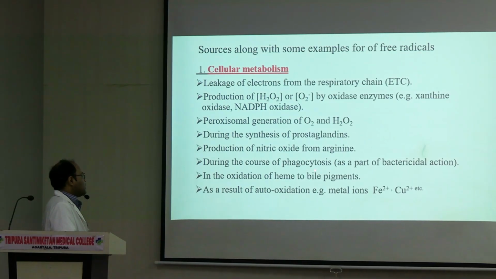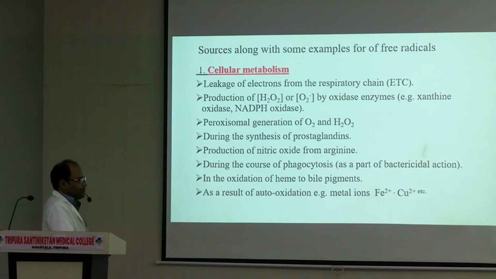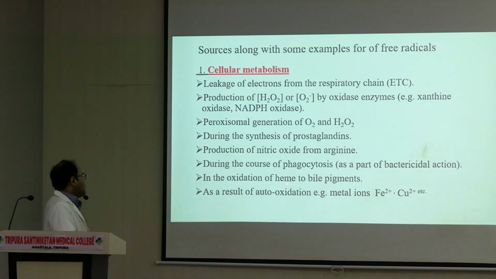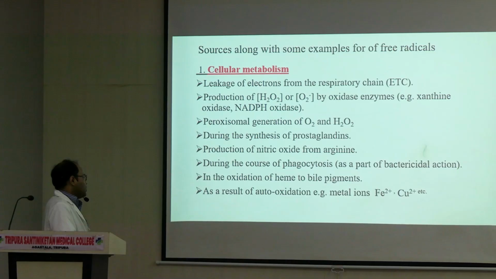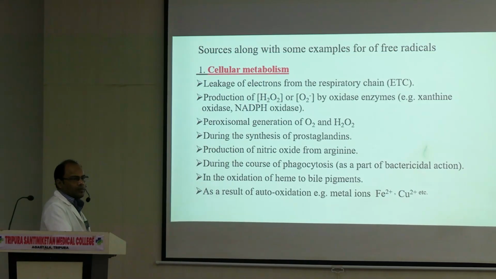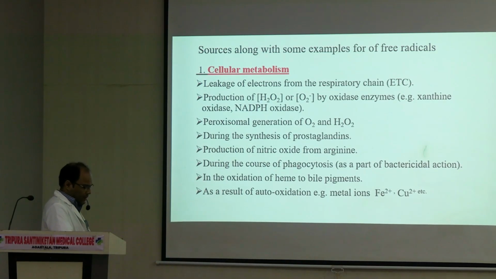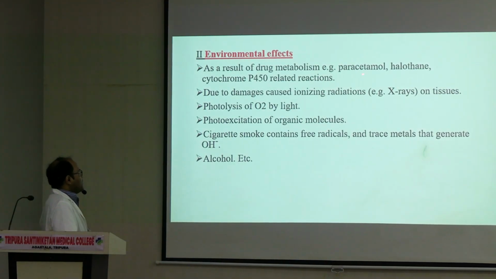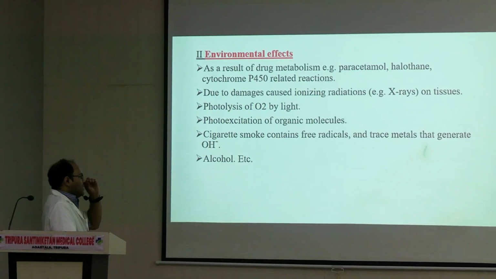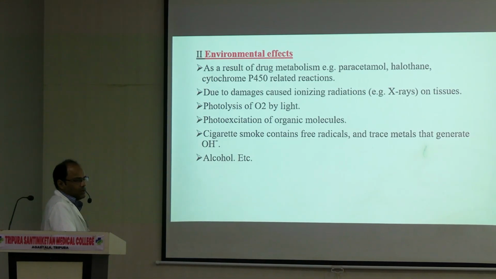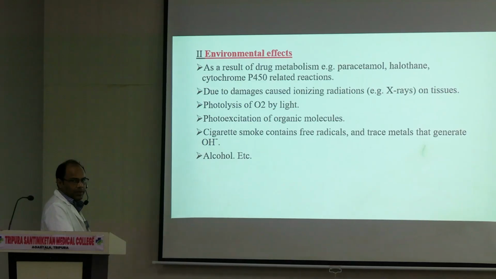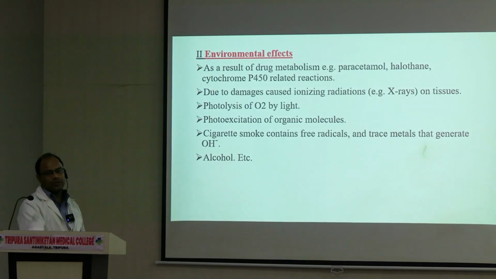During the process of phagocytosis, oxidative burst, the phagocyte can generate superoxide. In the oxidation of heme to bile pigment, and as a result of auto-oxidation with metal ions, there is the Fenton reaction. I am coming to it later. Fenton reaction can generate free radicals. Next is, if you consume some drugs like paracetamol, halothane, then their metabolism can generate free radicals. Damage is also caused by ionizing radiation. If a person takes X-ray or radiation therapy, then some free radicals can generate inside their body, and this actually causes harm to the patient.